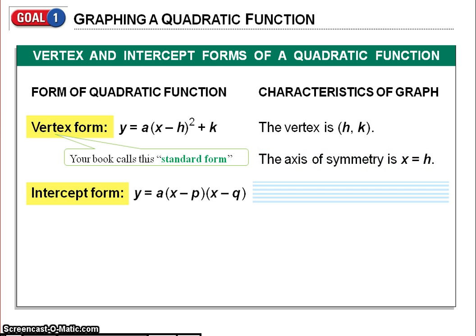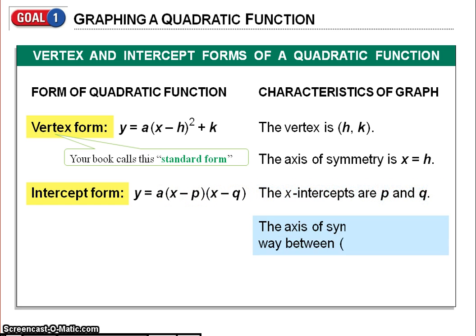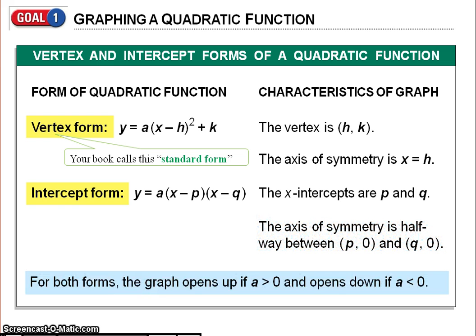So our axis of symmetry is still whatever the h is, x equals h. Intercept form is when it's already factored so that you know that your two intercepts are your p and your q. And the axis of symmetry is the midpoint, halfway between those two intercepts. You can just find the average, take p and q, add them up, and divide by 2, and that would be the equation for your axis of symmetry, the midpoint.